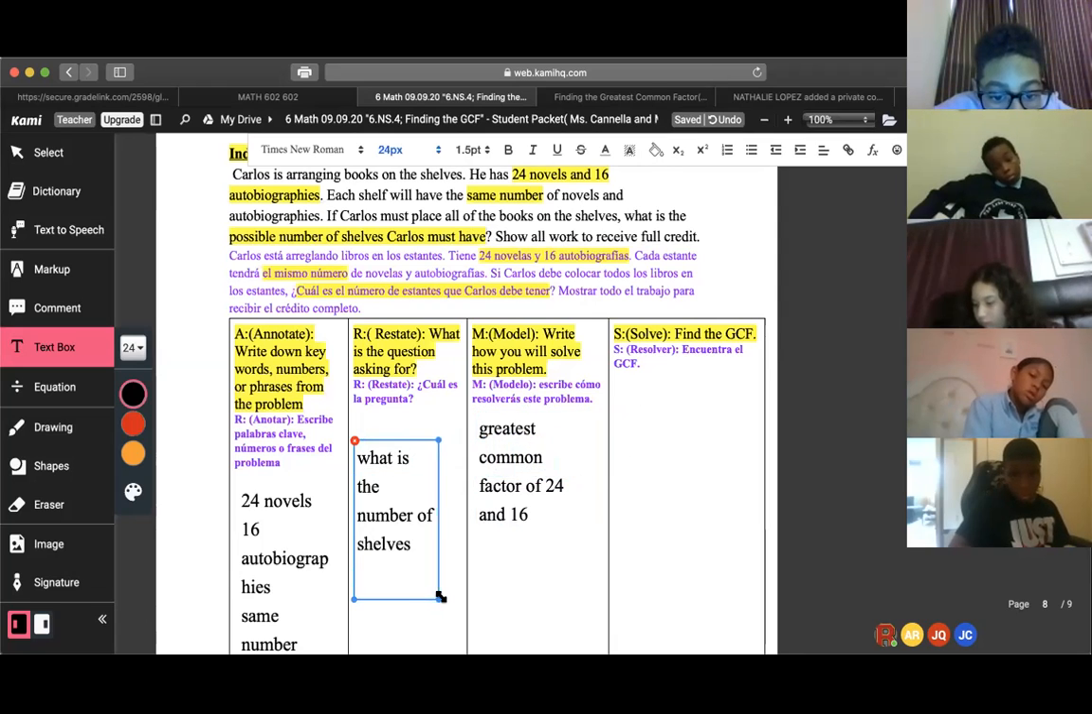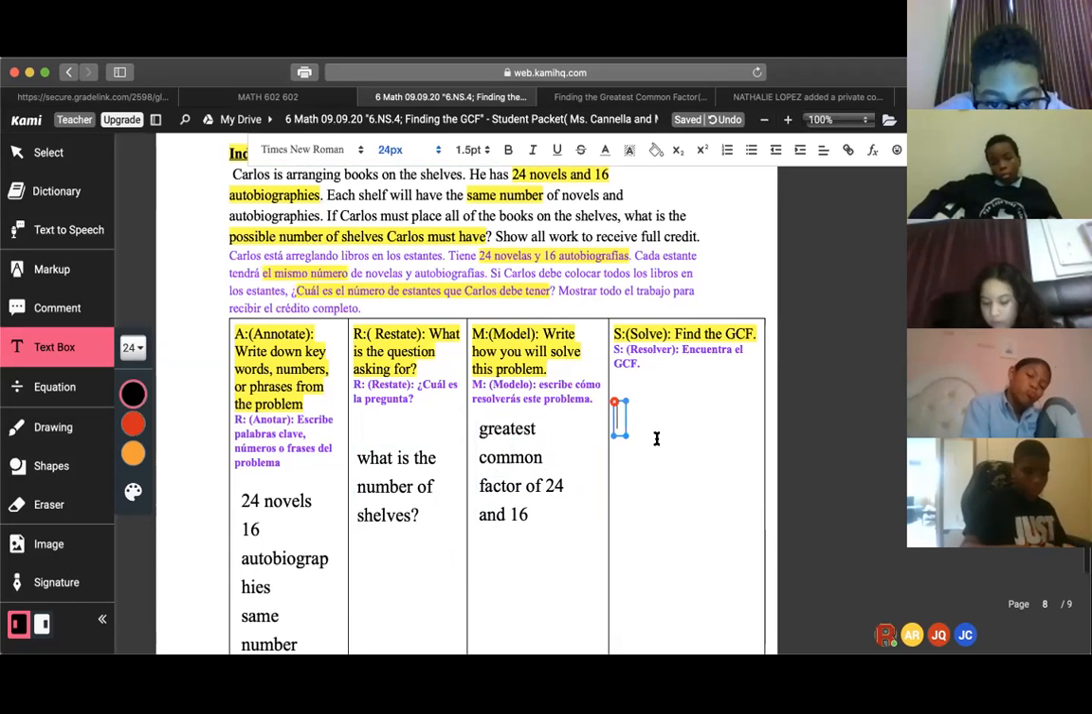Right, and I'll change that and put it over here. Bingo, that's the question. Now, the GCF, guys, of 24. We start off with 24. What's the first number we start off with?